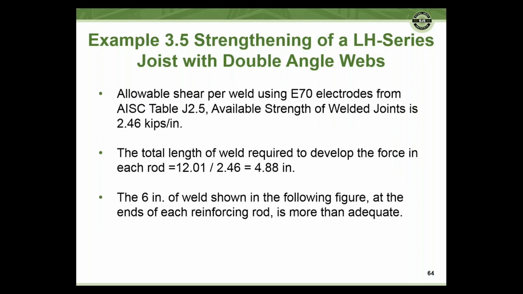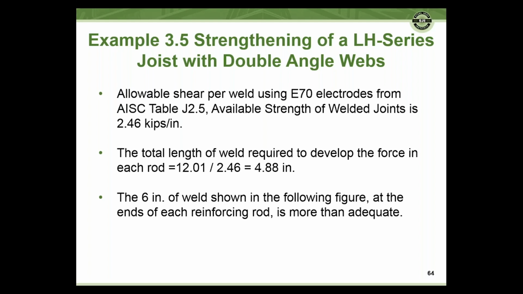We're going to use E70 electrodes for our weld, and from AISC table J2.5, our allowable strength for the weld is 2.46 kips per inch. Using that allowable stress from that table, we get the strength of our weld in our joint, and the total length we need for that weld is simply the force in the rod divided by that 2.46 kips per inch allowable. We need 4.88 inches, so let's use 6 inches.